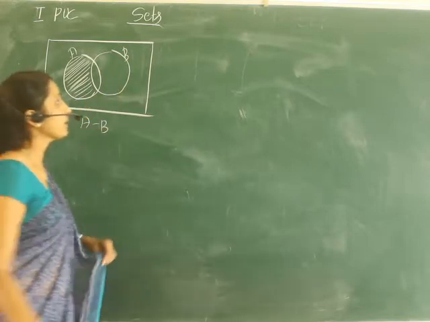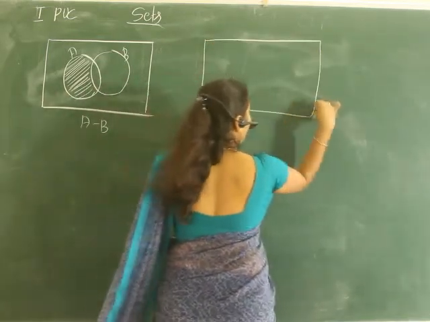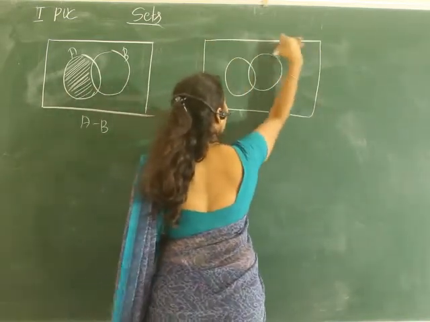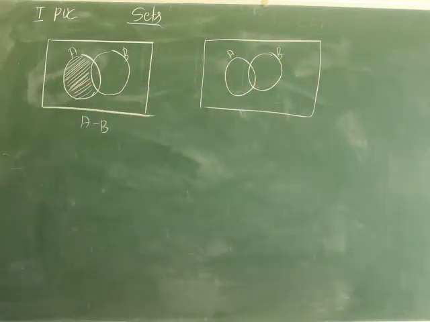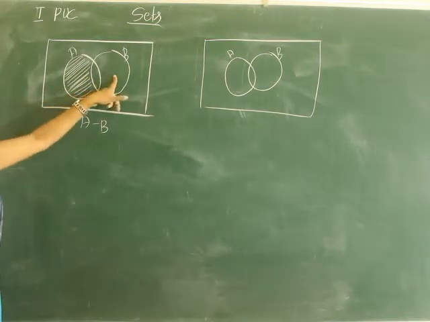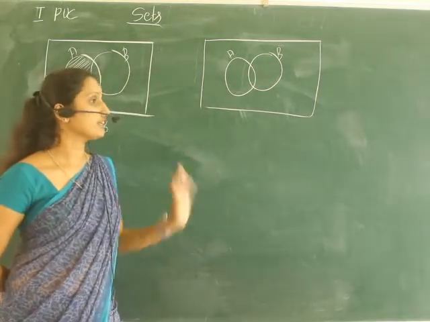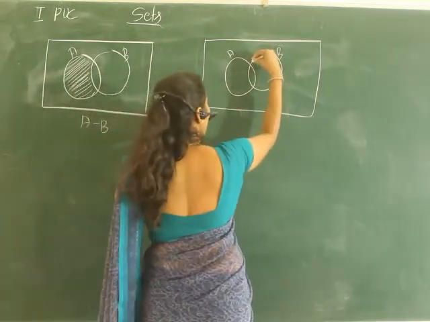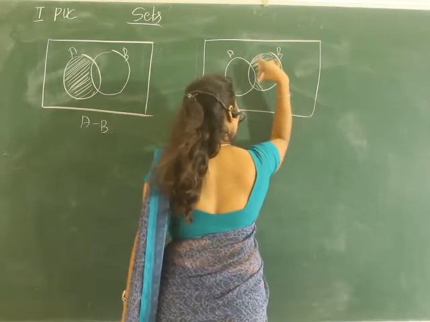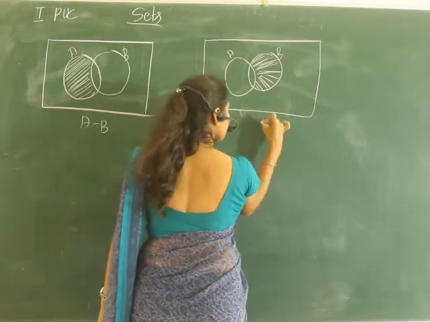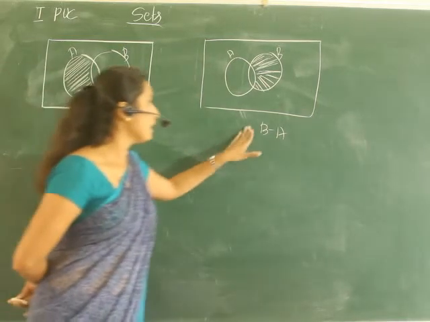Next, what is B minus A? B minus A means only the region in B, not in A, not in the intersection. So B minus A will be this region. So this is A minus B and B minus A.